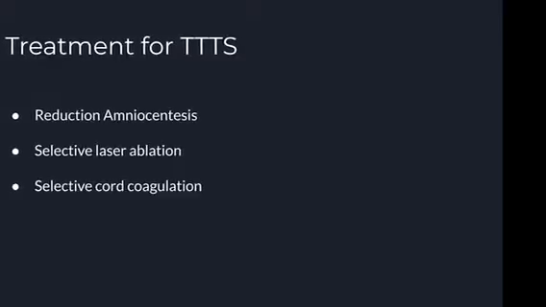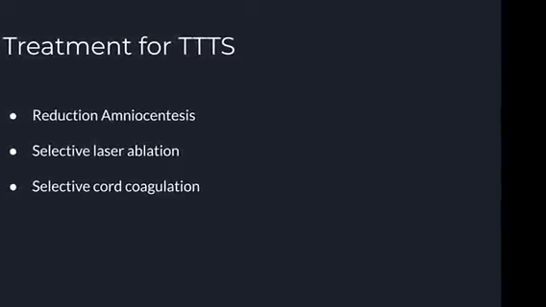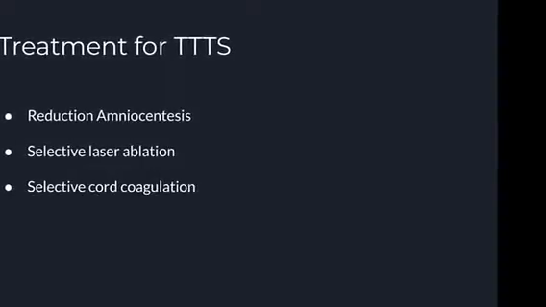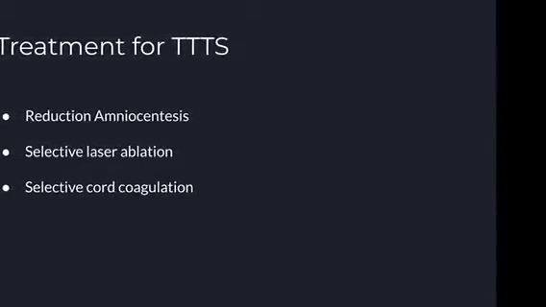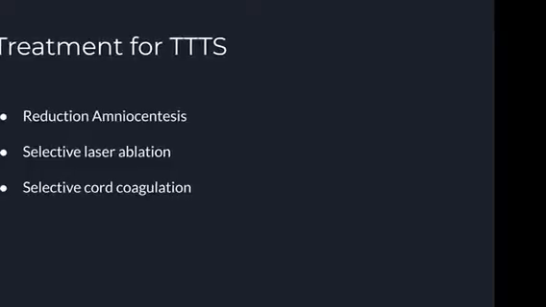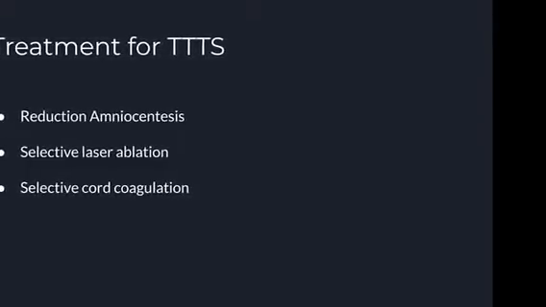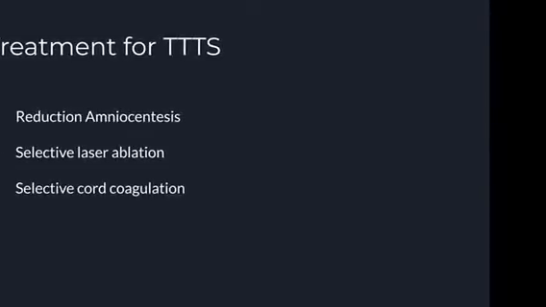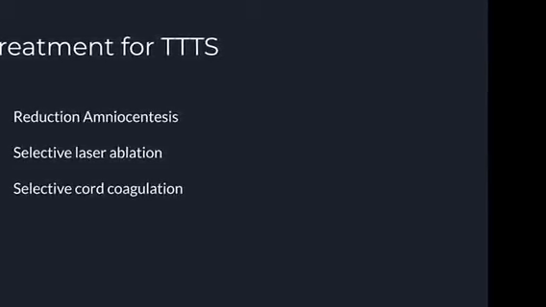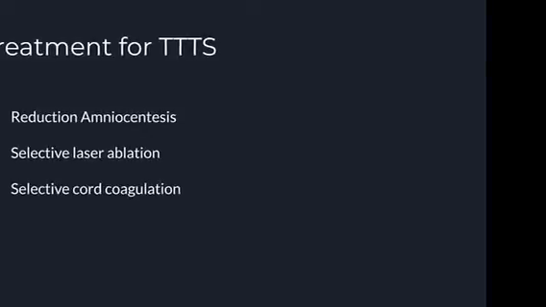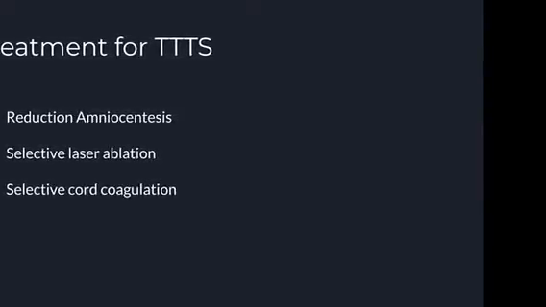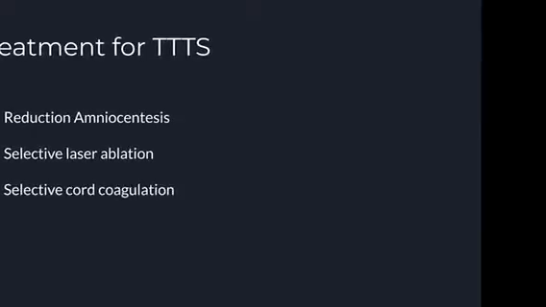The second one is selective laser ablation. They take a laser and sever the blood vessel that is going between both amniotic sacs so that the weaker baby stops losing amniotic fluid. The last procedure is selective cord coagulation. This is usually done as a last case scenario when they know one of the babies isn't going to make it, because they're going to sever one of the baby's umbilical cords. These are all the treatments for TTTS.